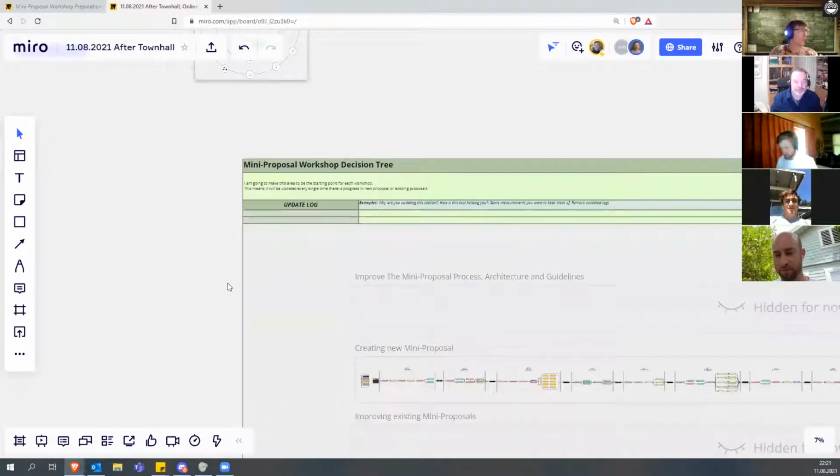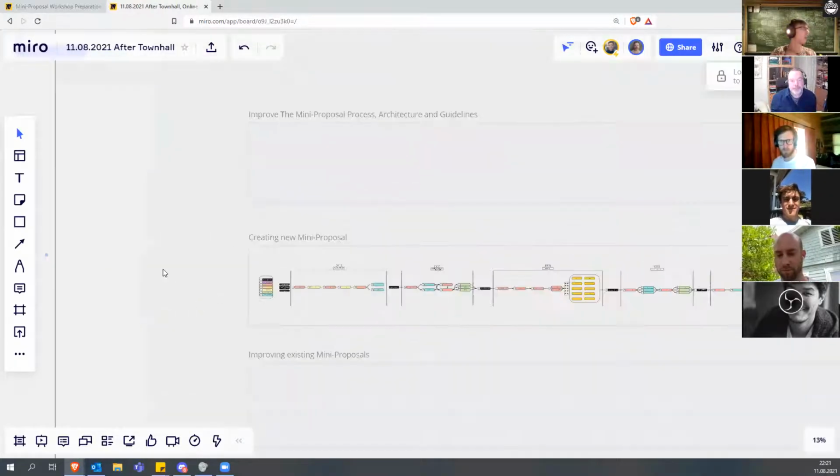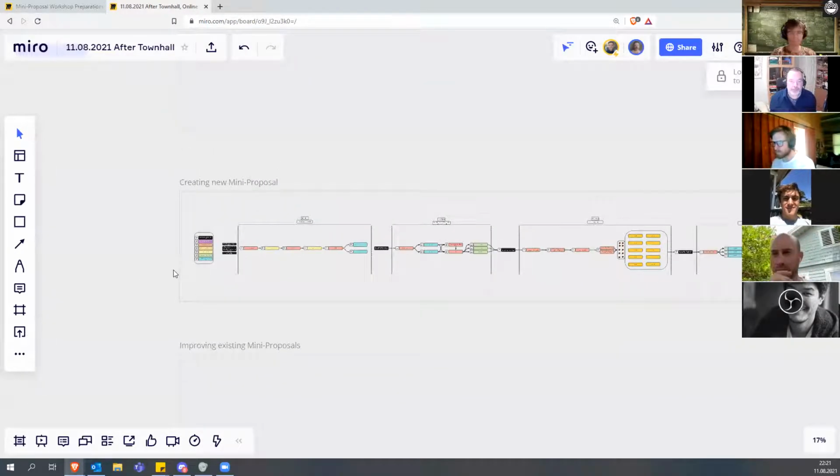All right. What is a mini proposal? Like I mentioned, it's a process. I also opened it up in the Miro board, and in the process, it will... So basically, it's a way to write the proposal.